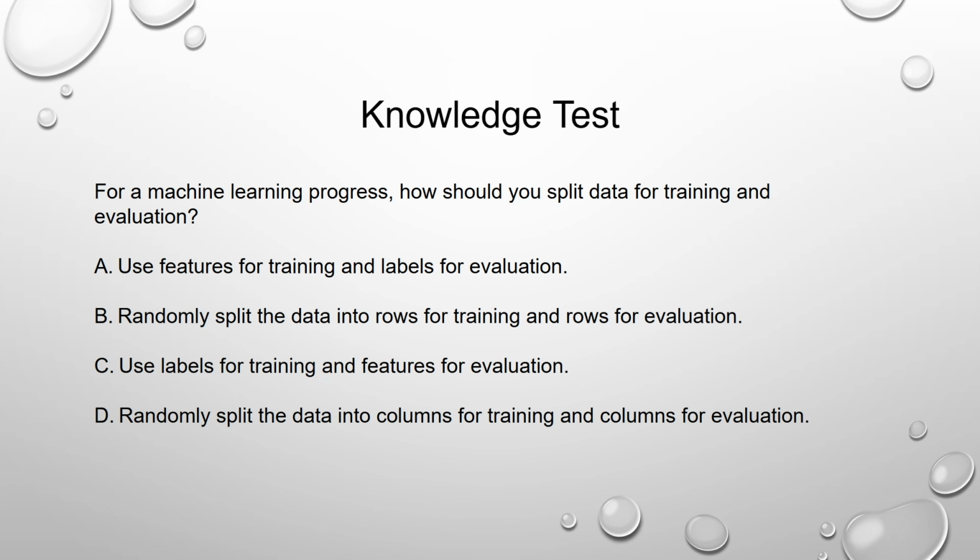Now pause the video, figure out the correct answer and resume the video. So how do we split the data for training and evaluation? We have to randomly split the data in rows. That is how we split the data. And we cannot use labels for training and features for evaluation. That is not the correct way. Again, A is also incorrect and we don't want the columns. We need the rows. We have to split the data in rows and not in columns. So here the correct answer is option B.